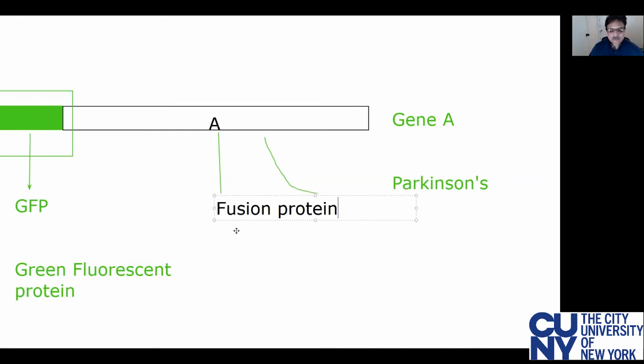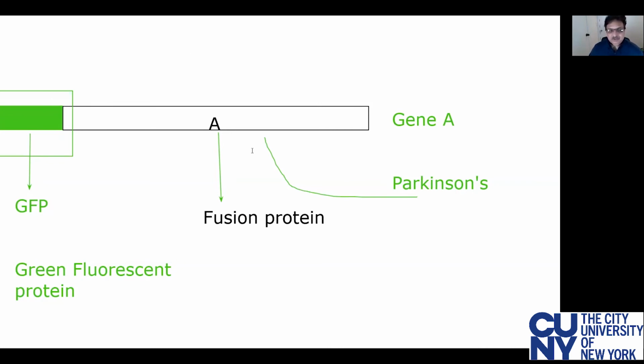So a fusion protein, how do we make this? We will take the gene of GFP and we'll take human gene A, which could be involved in Parkinson's. We'll fuse them together through restriction enzyme and DNA ligase. So now this is a fusion protein. This GFP will serve as a marker, as a tag.